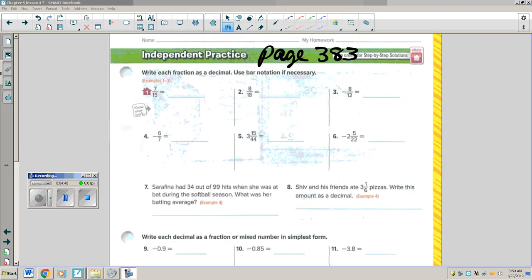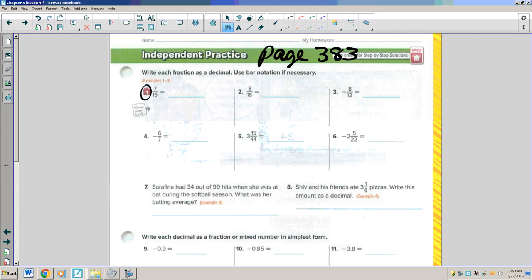Your assignment's on page 383. These problems, I want you to show your work. Number 1, number 4, I want to see your work. Number 3, I also want to see your work. You may be able to do that by just looking at it. If you reduce it, you should recognize it from our percent and ratio unit.